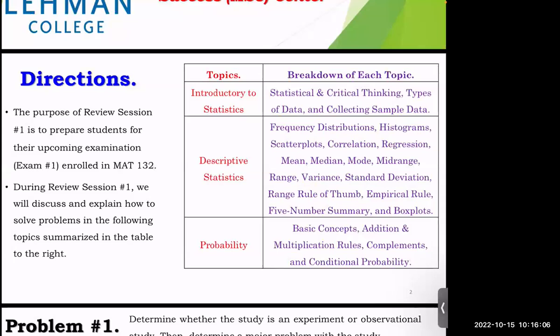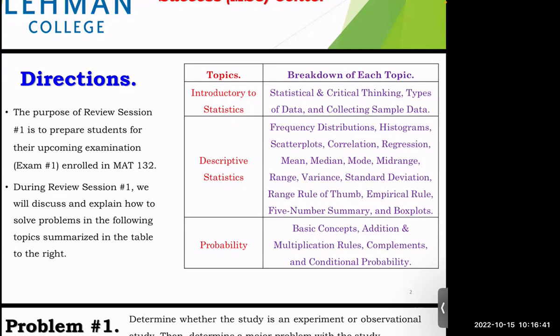So the topics here are introductory to statistics, descriptive statistics, and probability. Those are your 3 main focus areas. Now, depending on your instructor, you may have all 3 of these topics on your first exam. It could possibly be on your second exam, but there are problems here that you will most likely see again on the final. It's going to be a lot of information, but we will get through it. The breakdown for each topic is shown to the right in purple.